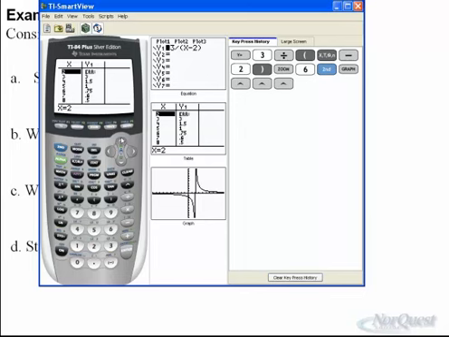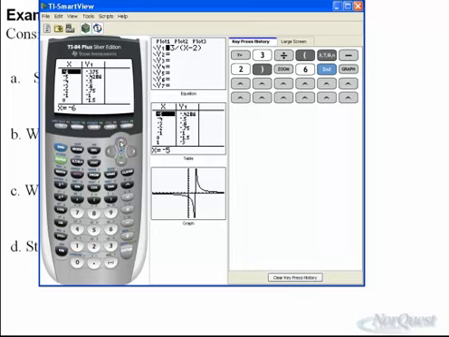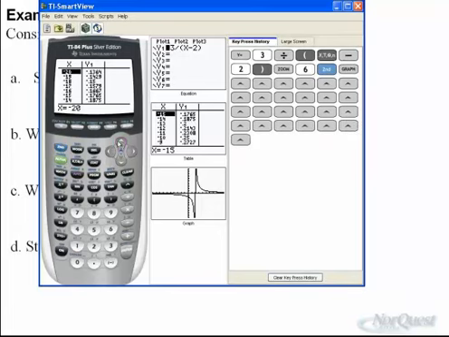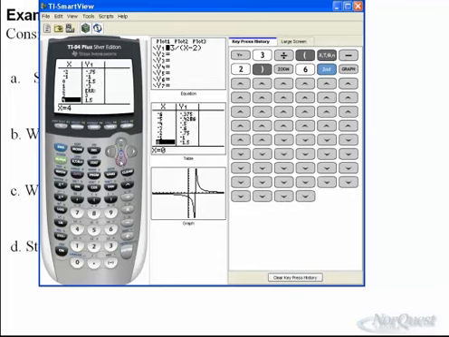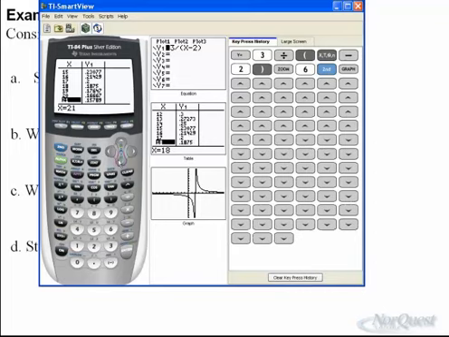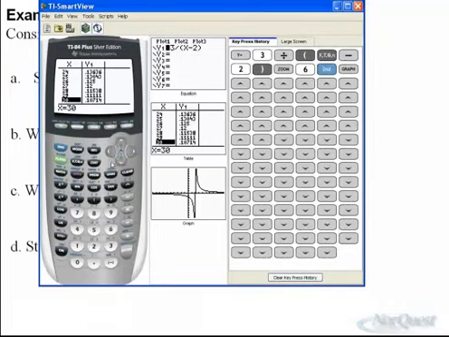Notice when you scroll up into the negative numbers, it's getting smaller and smaller and closer to 0. I'm at negative 20 and it's negative 0.13. When you scroll to positive 20, you can see that the graph again is approaching 0 from the positive, getting closer and closer to 0. So you can see that horizontal asymptote.